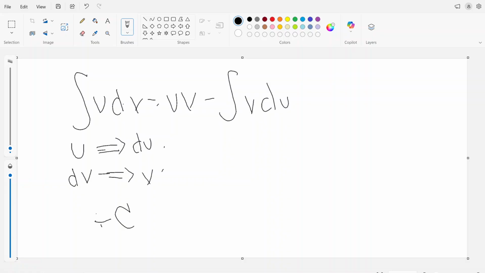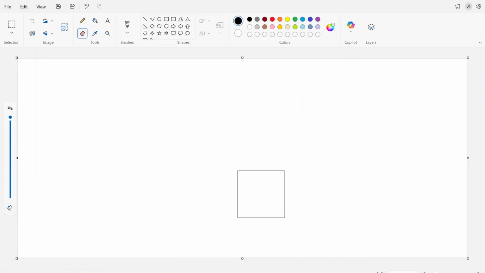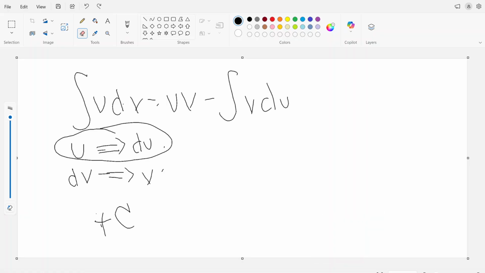So remember to make u simpler after differentiating. So when you do this process, our u should be simpler because our goal is to turn a difficult integral into an easier one. And that's it. That is all of integration by parts summed up.